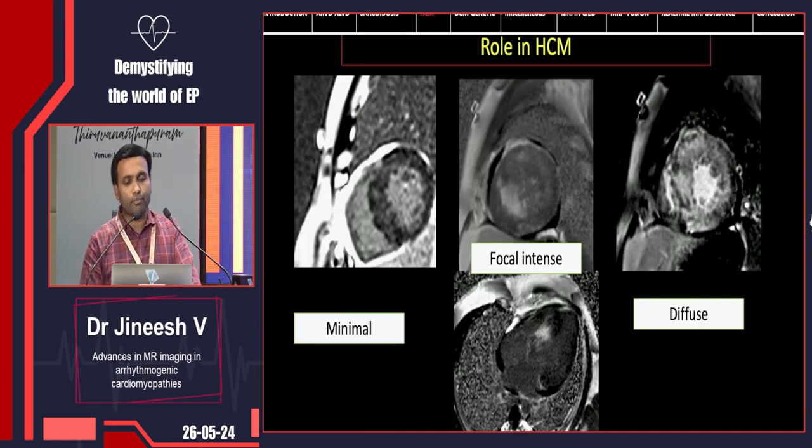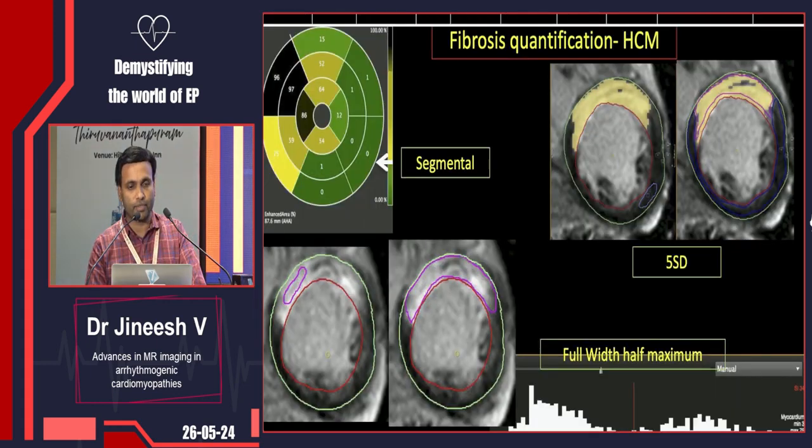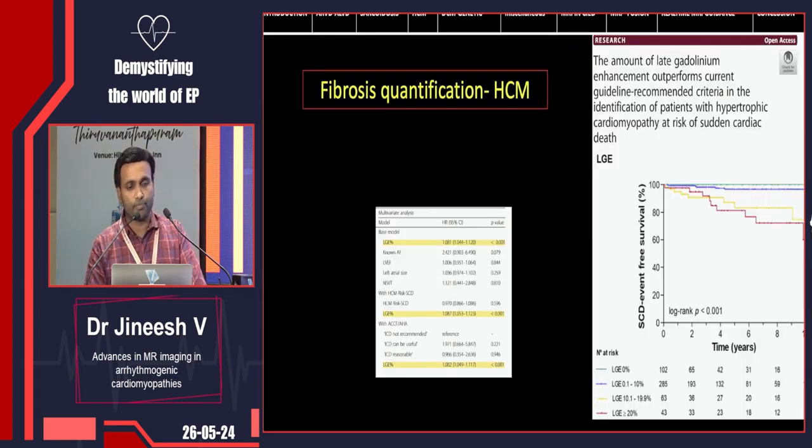The role of MR in HCM is straightforward, because everyone knows it. It can show that type of enhancement, and there is the ESC guideline scoring system and a newer AHA scoring, where in the intermediate risk you can take into consideration the scar quantification in HCM cases to place an ICD. Also there are poor prognostic factors like apical aneurysms and extended scar in HCM. You can also quantify the scar, which is a prognostic marker in HCM.